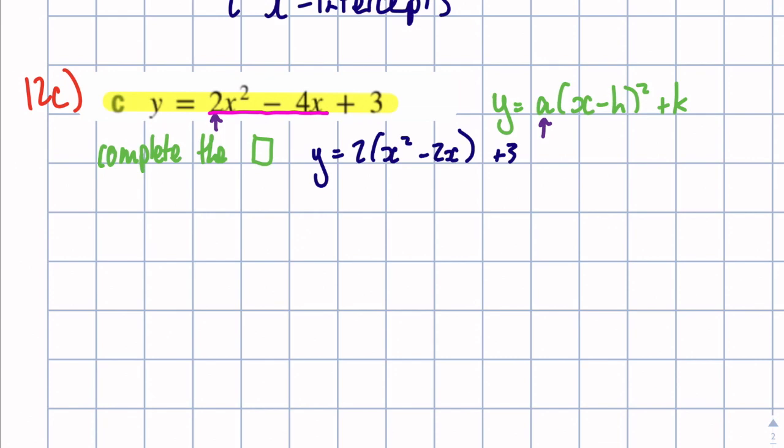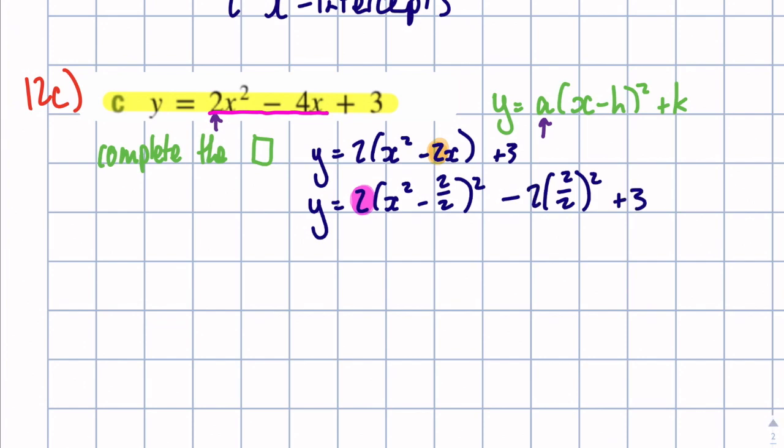I then do my normal step where I halve whatever this is and make it squared. Y equals 2 outside of x squared take, well, 2 on 2, halve it, squared. And then we normally do take 2 on 2 squared, but that would also be multiplied by this 2 at the front. So I've got to take 2 lots of it, plus 3. I'm going to colour code those just so you know where they came from.